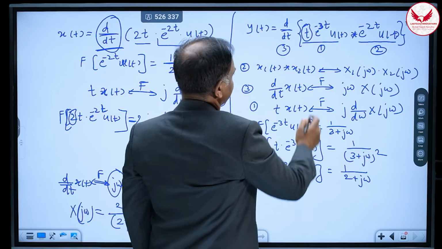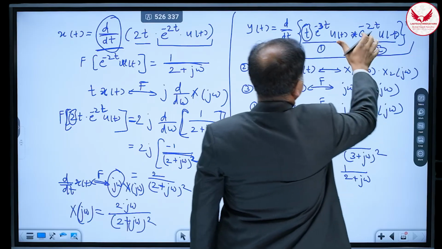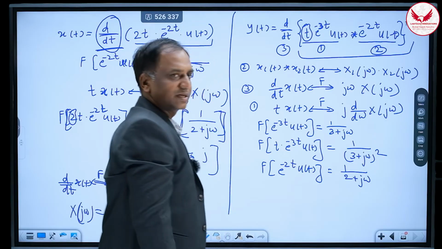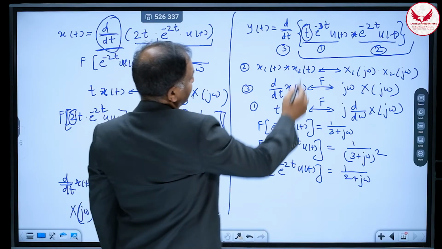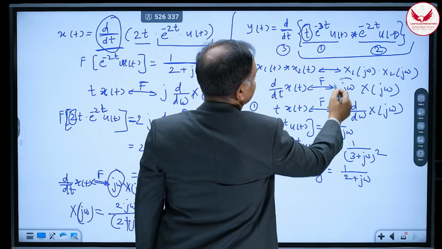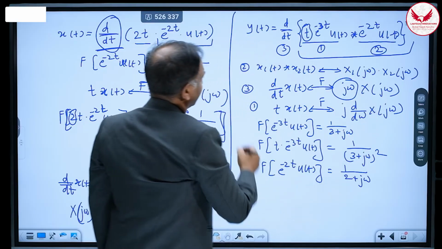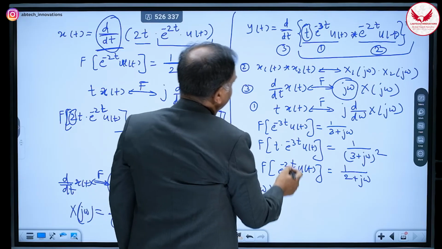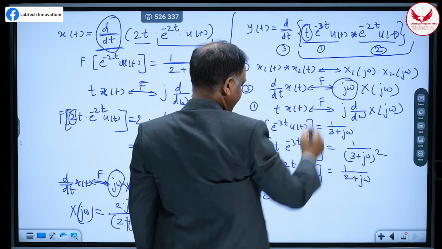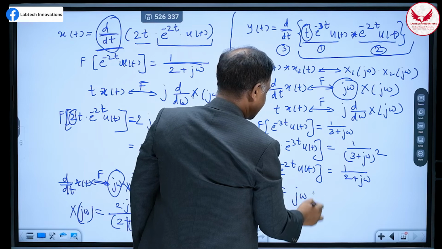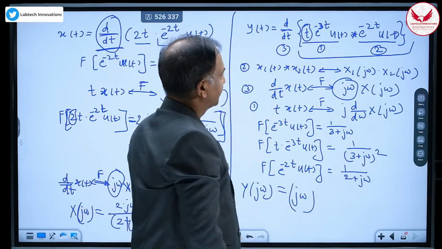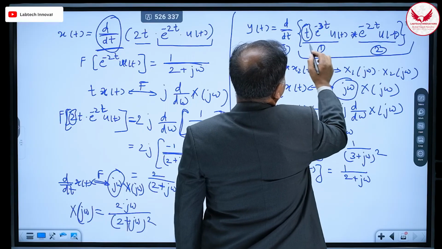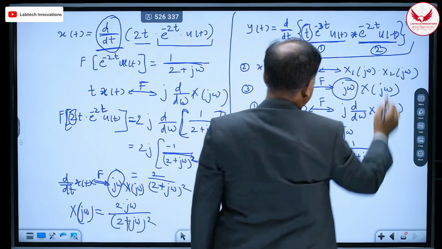Now the Fourier transform of this whole signal is the multiplication of x1 of j omega and x2 of j omega. And its derivative means it is multiplied by j omega. So you can write the whole Y of j omega as follows: when you are taking the derivative, it means you are multiplying in the frequency domain by j omega. And convolution in the time domain is a multiplication in the frequency domain, so it is the Fourier transform of this into the Fourier transform of that.